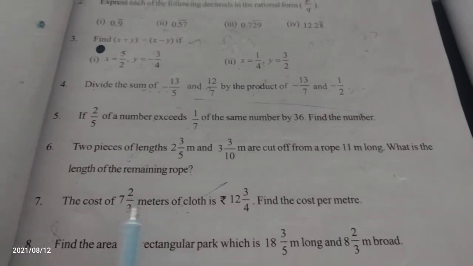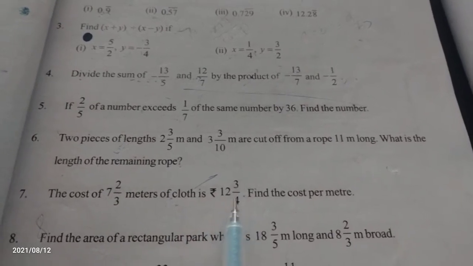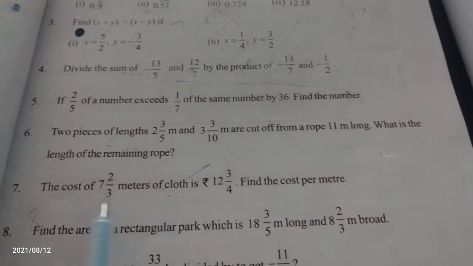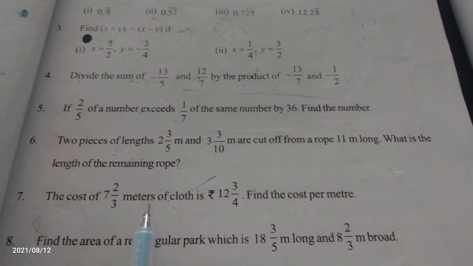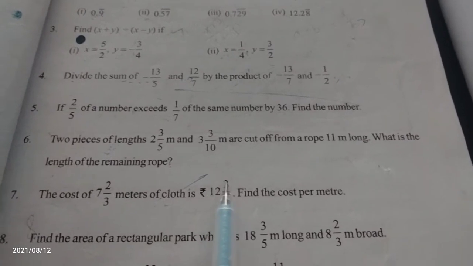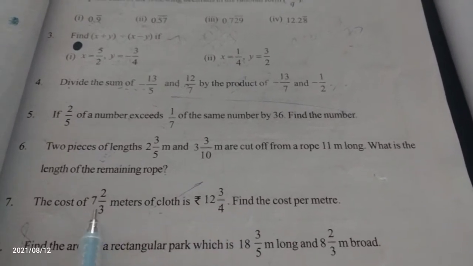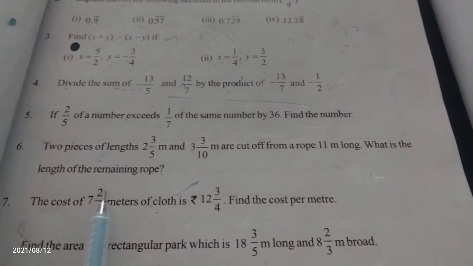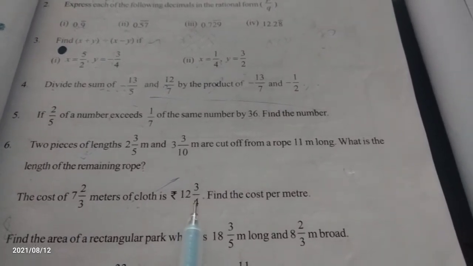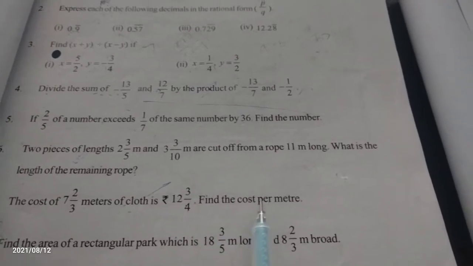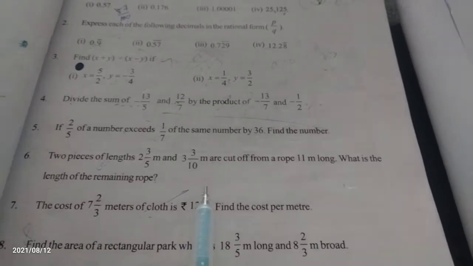The cost of 7 2/3 meters of cloth is 12 3/4 rupees. What is the statement? The 7 2/3 meter cloth costs 12 3/4 rupees. Find the cost per meter. It is given that this much cloth costs this many rupees.